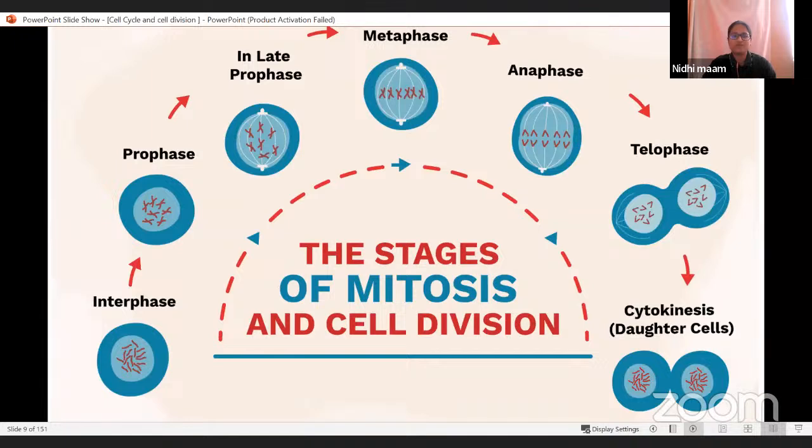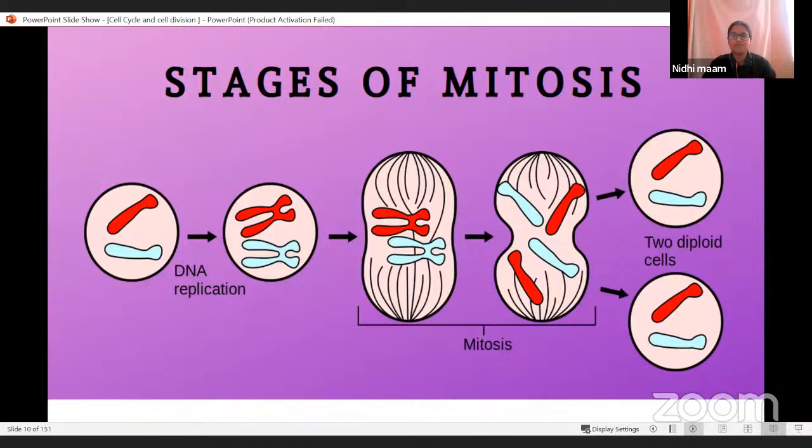See the stages of mitosis and cell division. Look here, condensation starts in prophase. Right? In this diagram you can see the stages of the mitotic phase.